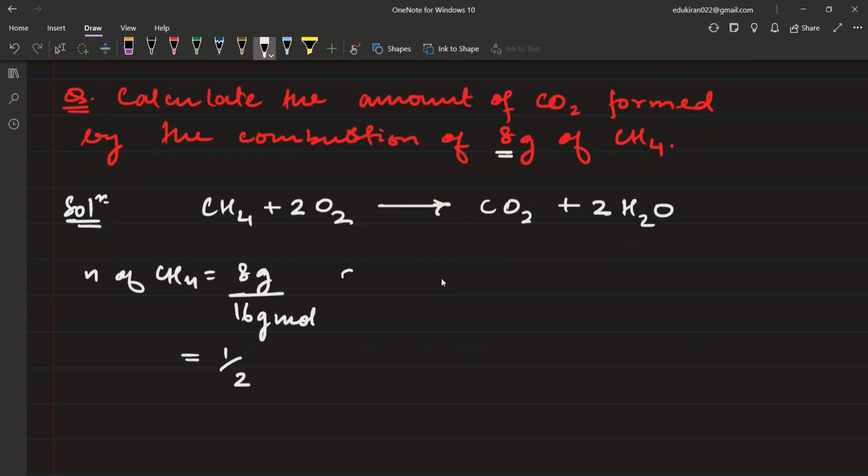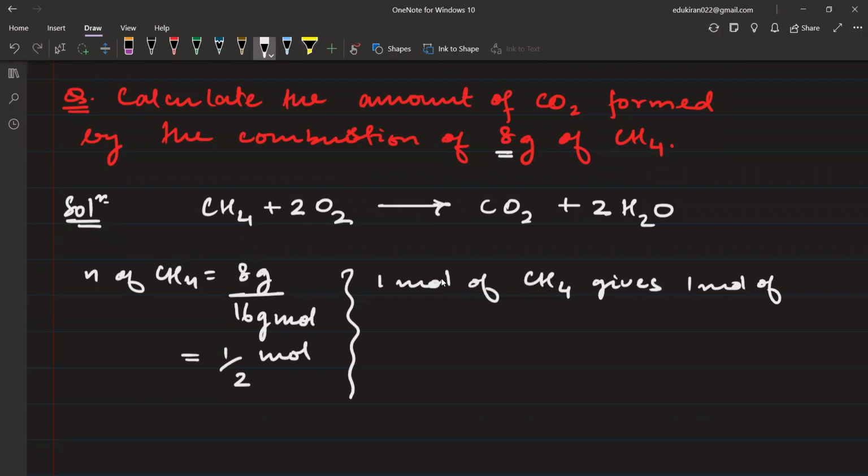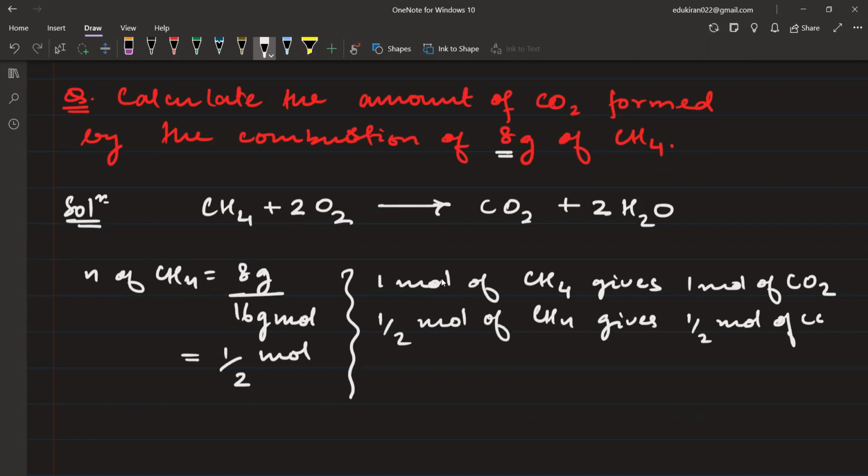And then you will write the form statement directly. So 1 by 2 mole, 1 mole of CH4. Why CH4? Because that is the reactant for which we have the number of moles. 1 mole of CH4 gives how many moles of CO2? 1 mole of CO2. So 1 by 2 mole of CH4 gives 1 by 2 mole of CO2. Unitary method. If I'm getting 1 from 1, 2 from 2, 3 from 3, then half for half I will get. Now you will convert this to mass.